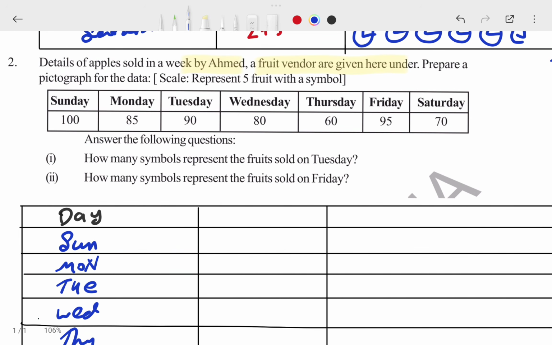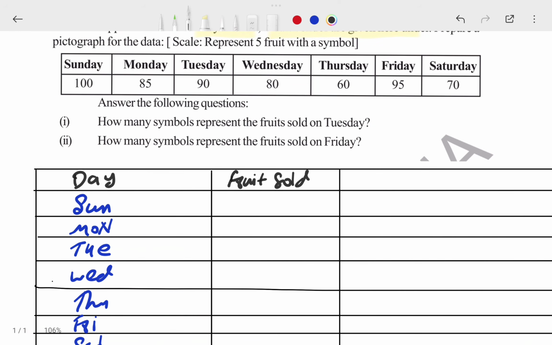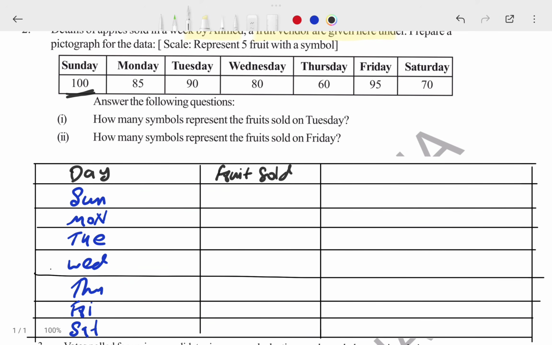So now I will write the fruit sold. Here we have to write how many fruits were sold on that day. Sunday, how many sold? It's 100 sold. Okay. Monday 85. Tuesday 90. Wednesday it is 80. Thursday it's 60. Friday it's 95. And Saturday it is 70.